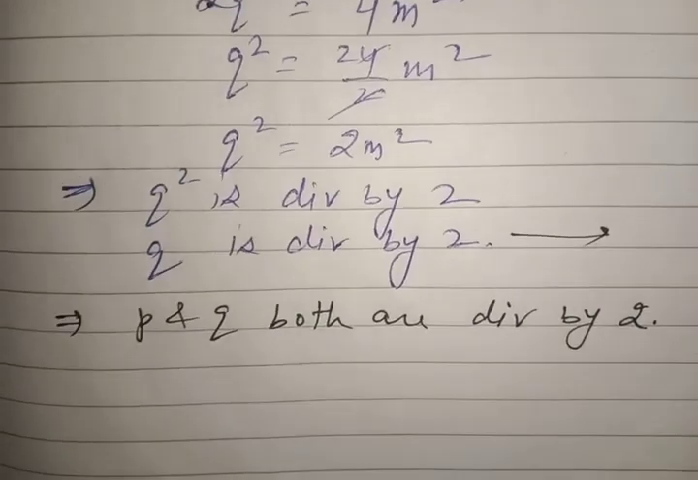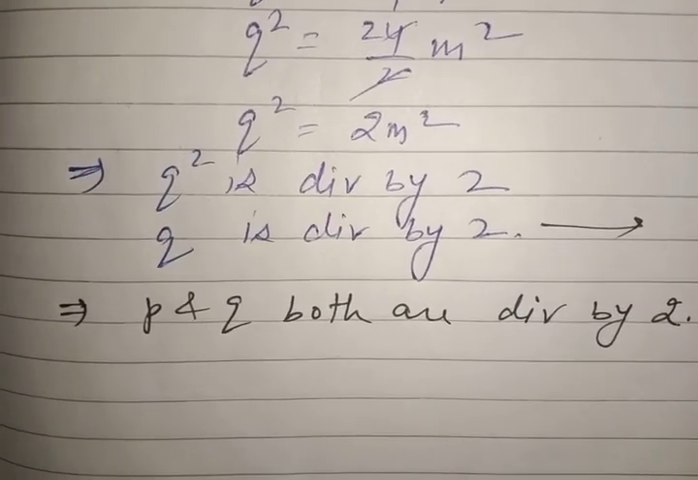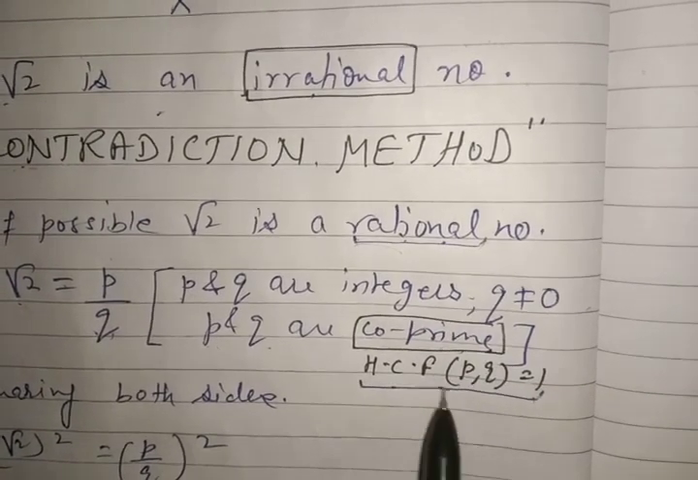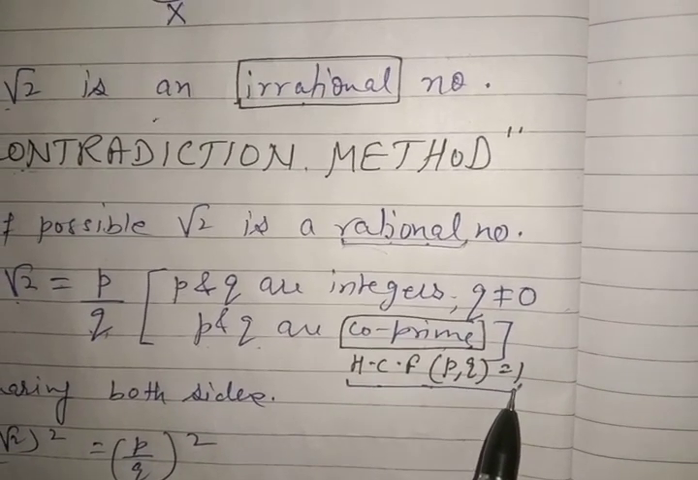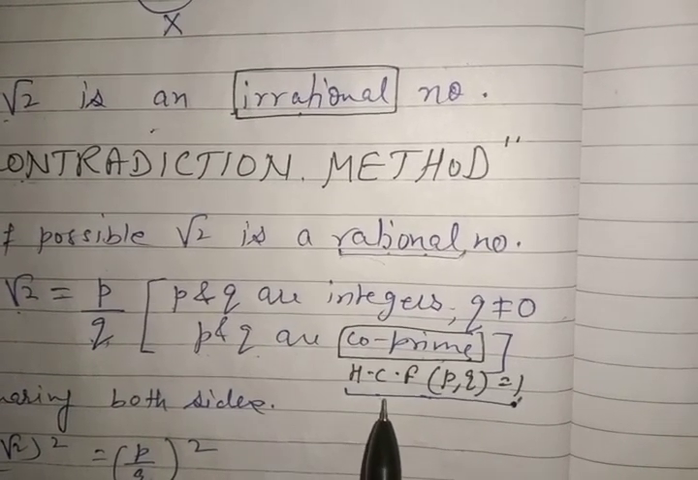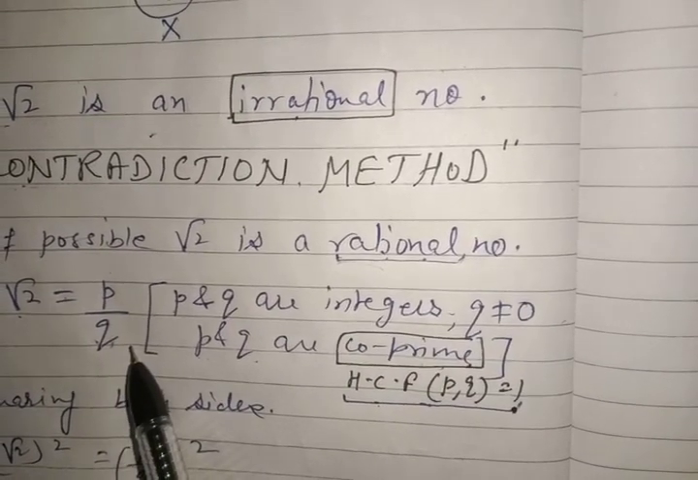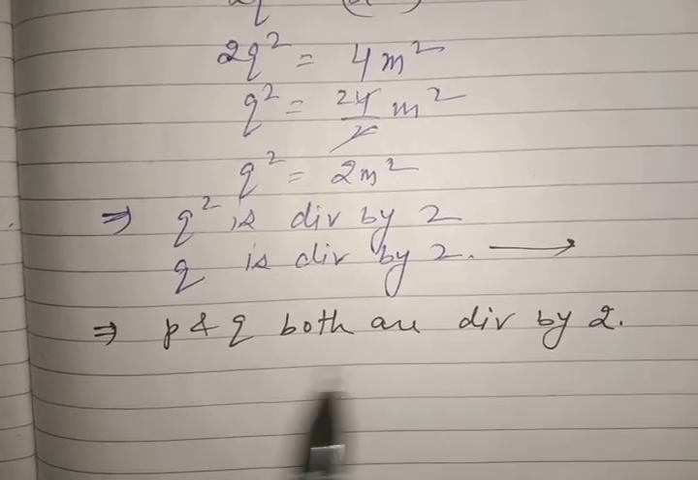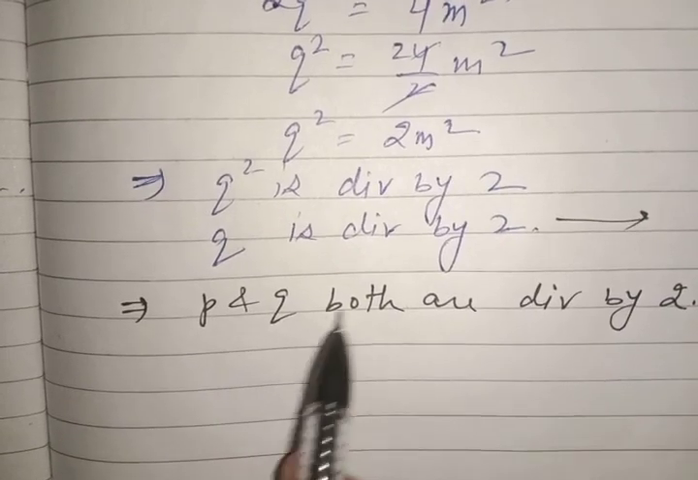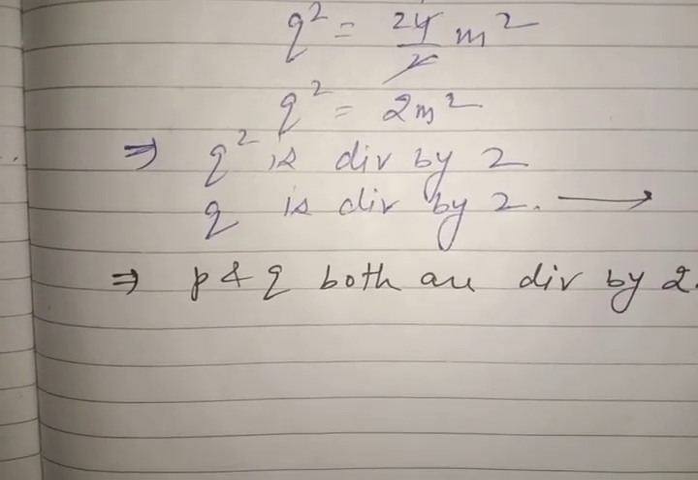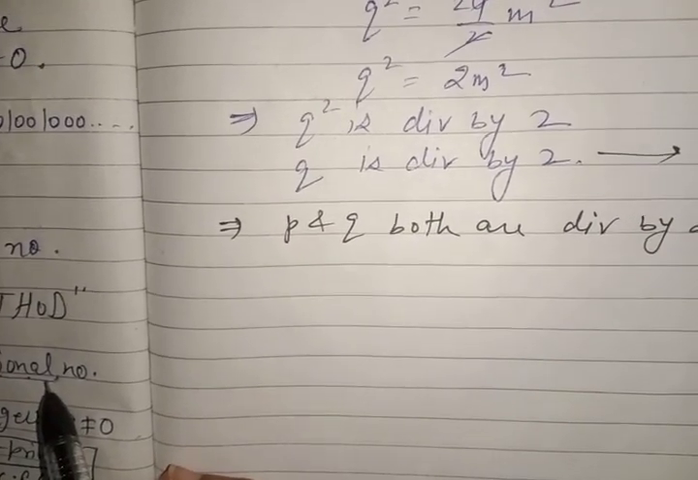But if you remember, what did we suppose in the starting? We supposed that they are co-prime. Their HCF is 1, means they cannot be divided by a single same number. P and Q are in the lowest terms. So when we move further in our question, we are getting P and Q both are divisible by 2. This is the meaning of contradiction: mathematically we have arrived at a wrong result because we supposed the wrong statement that root 2 is rational.